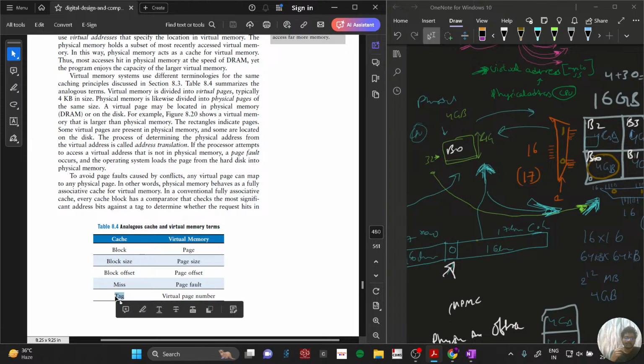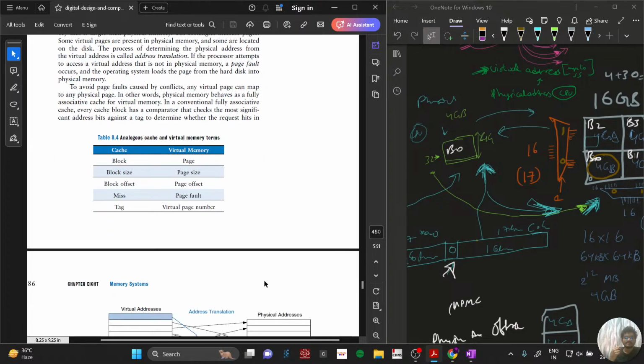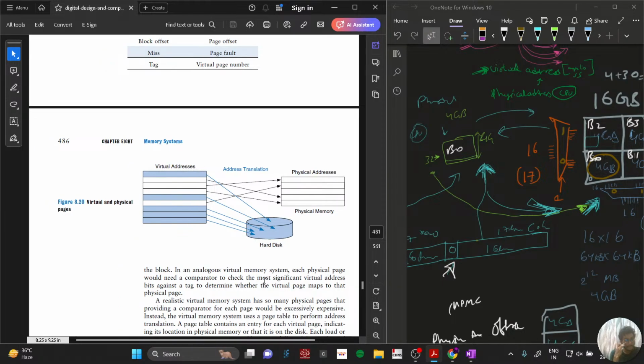Let's see. Tag is used in cache to verify whether the data actually has the associated address within it. Cache memory doesn't actually store only data, it stores its address as well. So when the CPU addresses some location, we compare both the tag and that address. If those match, we make it a hit and fetch it. Here we have virtual page number. So we have page numbers. If the page numbers match, then that's a hit.